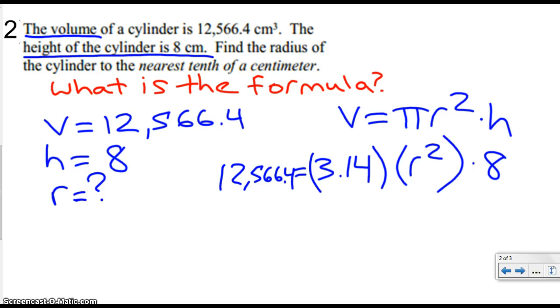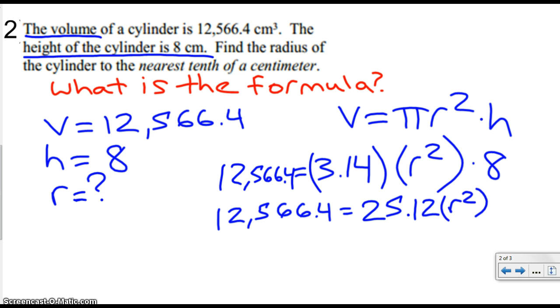Well, what you always want to do is simplify when you can. If you look at the right side of the equation, we have two numbers, 3.14 and 8, and we're going to multiply those together. If you can simplify something, you do it. That means if you can multiply two things on the same side of the equation together, do it. So we do 8 times 3.14, and that gives us 25.12. And we bring down the r squared.